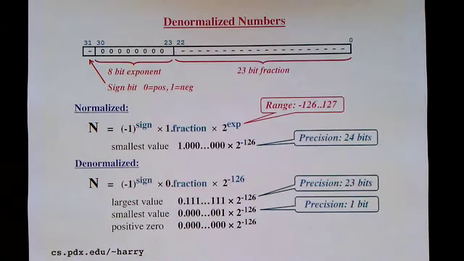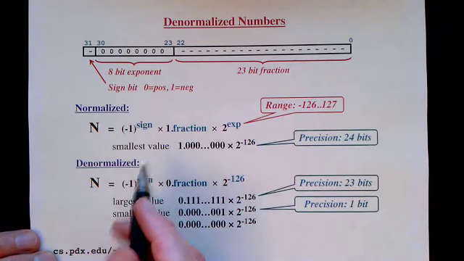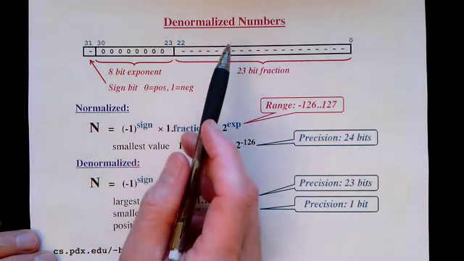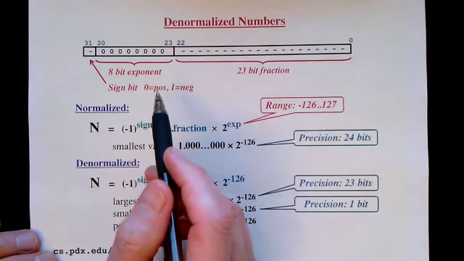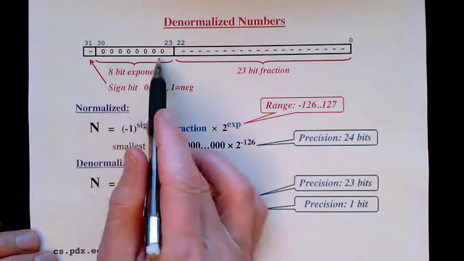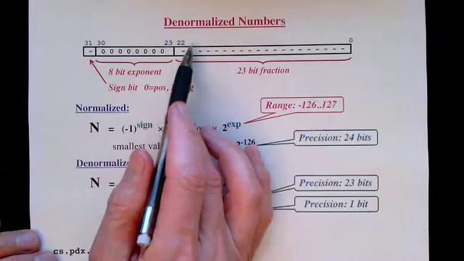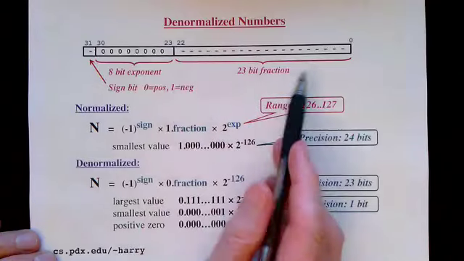So far we've seen normal numbers, and we've seen positive and negative infinity and not a number. But now I'd like to talk about another special case, which is called denormalized numbers. And in fact, these denormalized numbers include positive and negative 0 as well. So when the exponent is all zeros, we have what's called a denormalized number. The sign bit is the sign bit. We still have a 23-bit fraction.